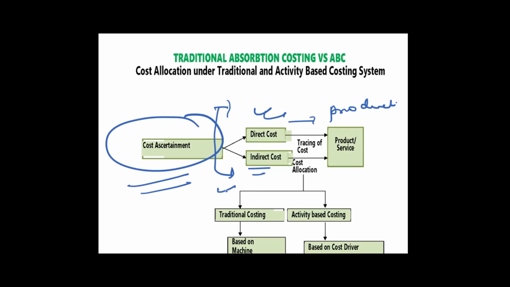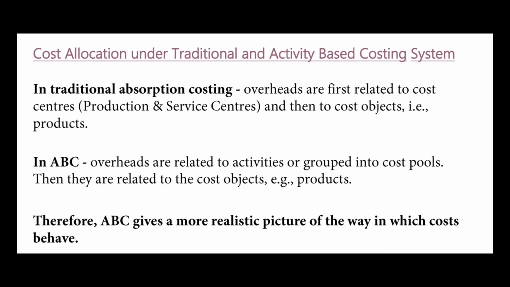For that, there are basically traditional costing and activity-based costing. Traditional costing is distributed based on machine hours, labor hours, volume hours, etc. And in activity-based costing, it is divided based on cost drivers. So graphical outputs will help us understand this. Right now we'll see an example for that.